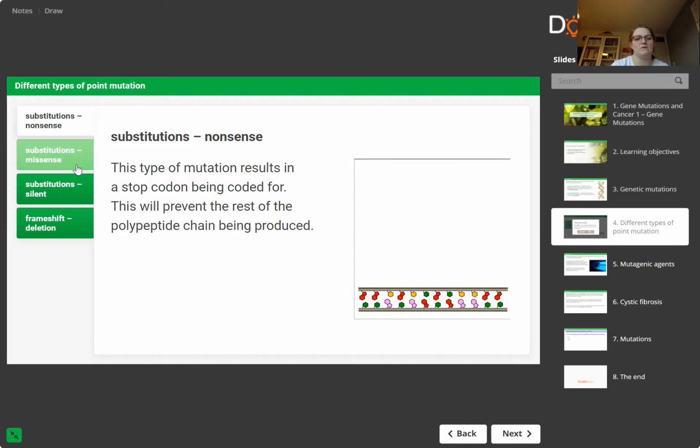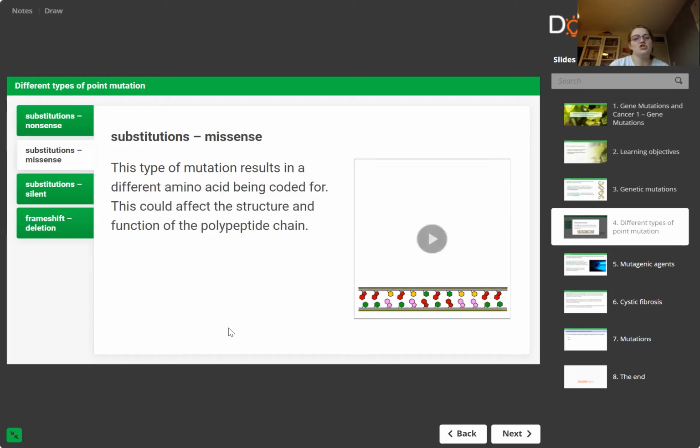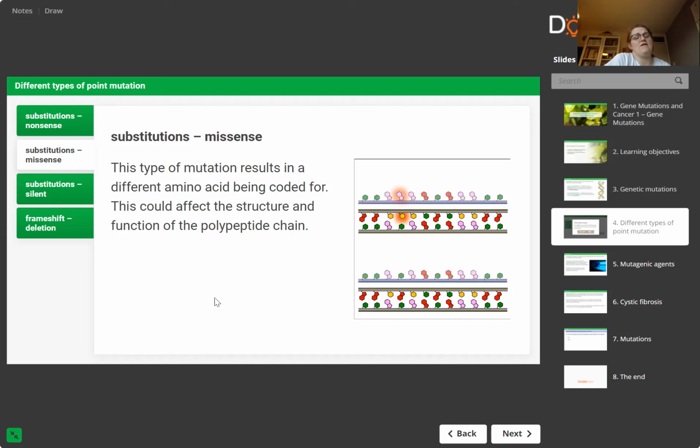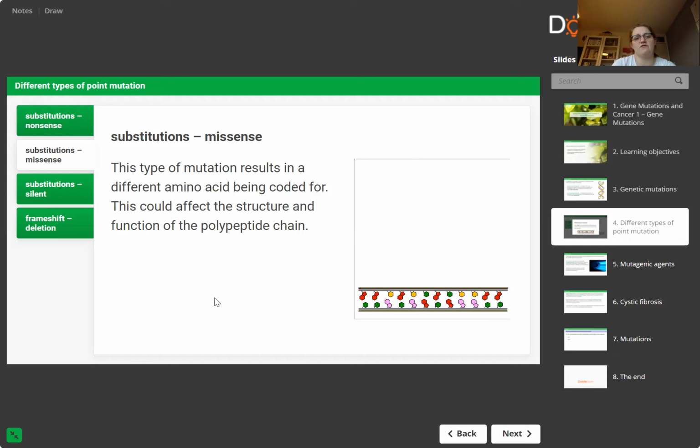It's making nonsense. We can have substitutions that we call missense. And these types of mutations result in a different amino acid being coded for than what we wanted. And then this can affect the structure and function of our polypeptide chain. So these are the typical ones that we sort of talk about. We've changed one base, change that polypeptide, so then it can change everything else.